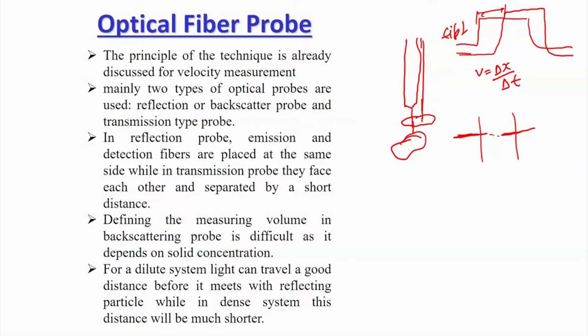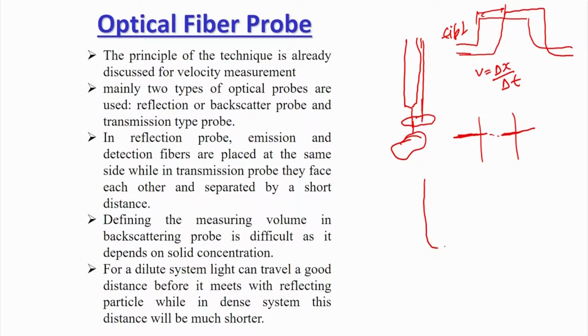In case of any vibration, the alignment can change, and if the alignment changes, all your readings will be wrong. That is the reason that most of the time the back scattered optical fiber probe is preferred over the transmission optical fiber probe. Now, what is the back scattered optical fiber probe? In that, what do we do?